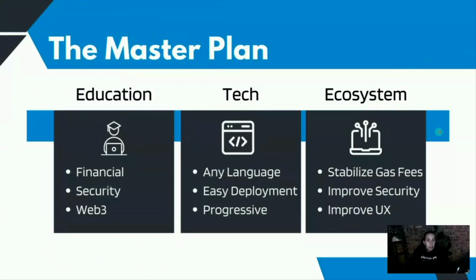Okay, so now that we understand what I regarded as the villains through my experience, this is my master plan. Everyone, remember, this is just my opinion, but this is my master plan of how one would move forward in order to create mass adoption for non-technical folk, for general users. How could we move forward? And here are my three categories: education, tech, and ecosystem.